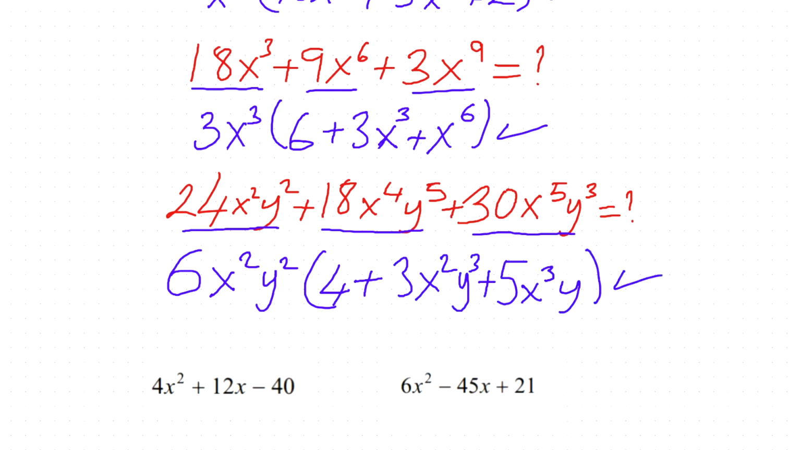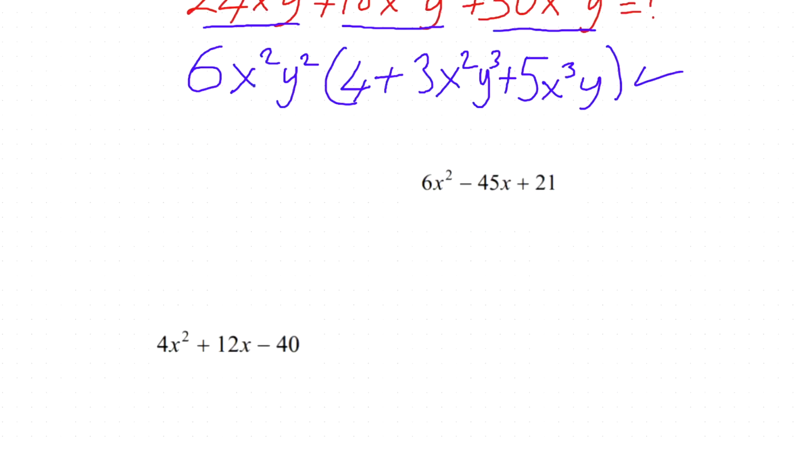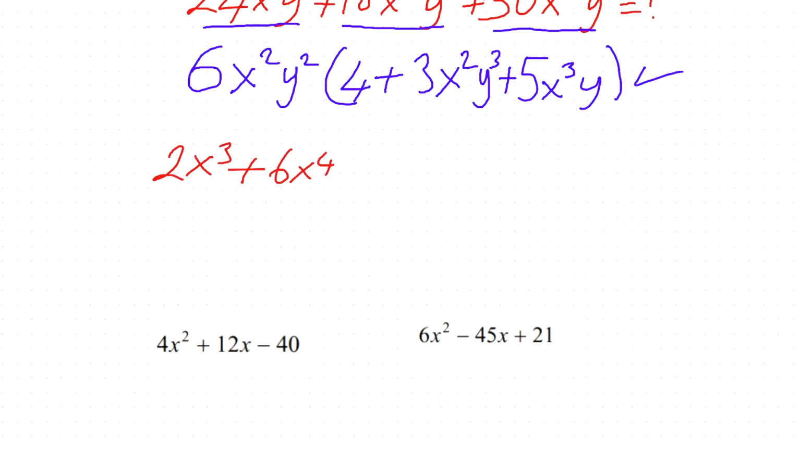So let's continue a little more down here. We have another example. What if you have 2x cubed plus 6x to the power of 4 minus 4x to the power of, oops, let's correct that. Okay, 4x to the power of 5.